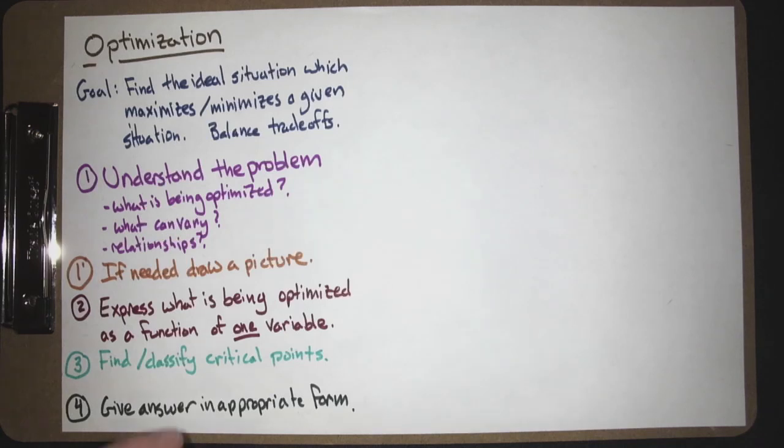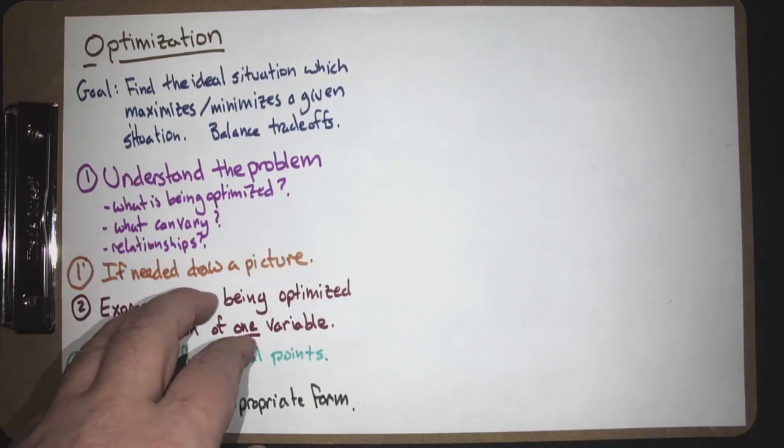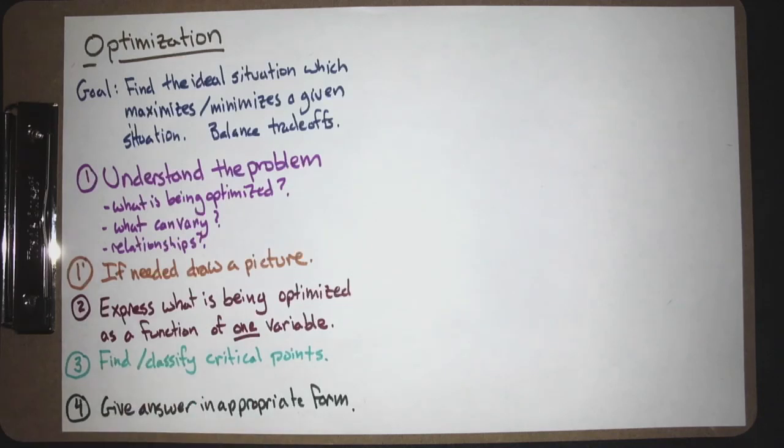Another closely related thing is drawing pictures. If needed, draw a picture. Sometimes they'll give us a picture. If you have a picture, throw in some labels and get some intuition about what's going on. Ultimately, the goal of this step 2 is that, once we understand, we want what we're trying to optimize to be a function of one variable, one function to rule them all.